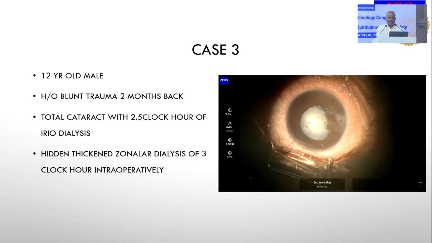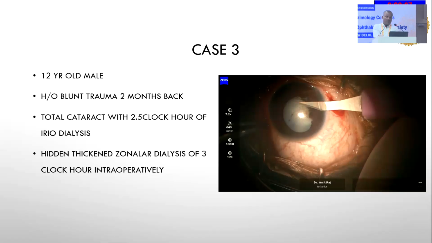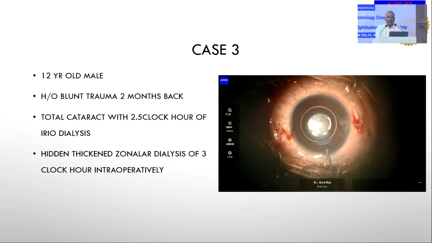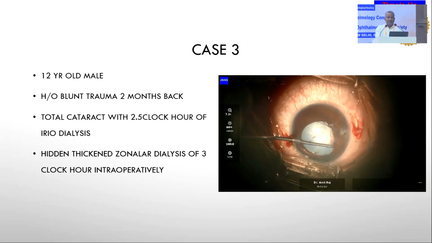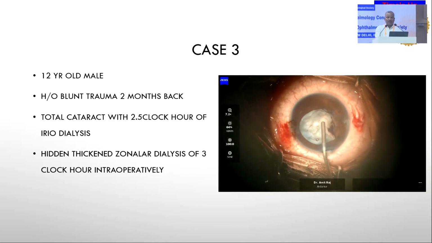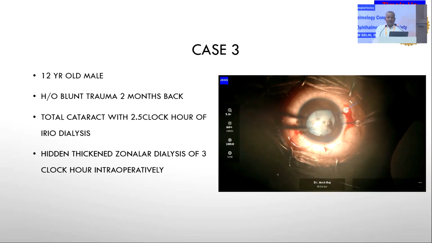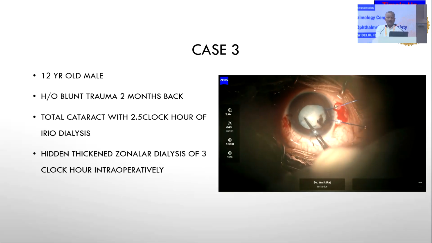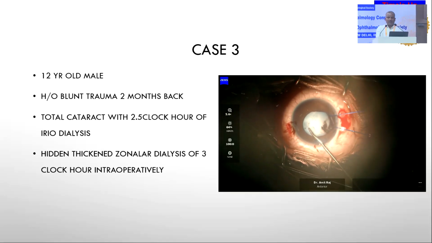This was the third case. This was a case of a 22-year-old male, again with a history of blunt trauma 2 months back, and there was a traumatic cataract as well as a small iridodialysis. So after clearing of the posterior synechiae, the iris was hooked with the iris hook, and then capsule access was started, but the capsule was fibrous, so it was cut.